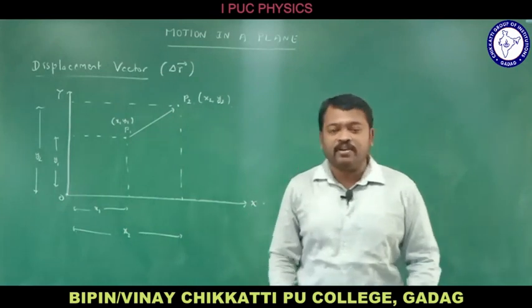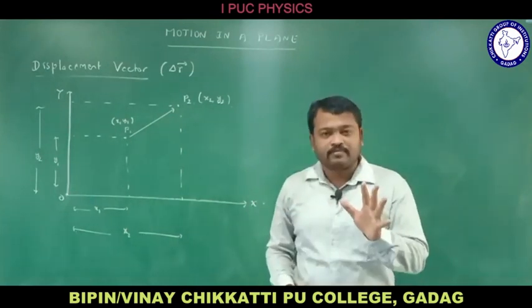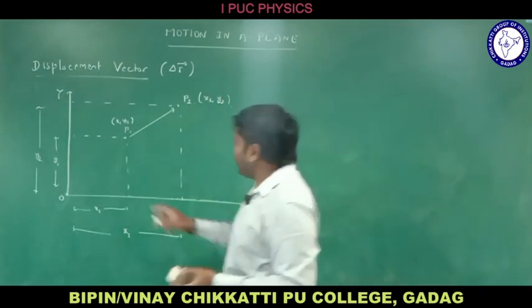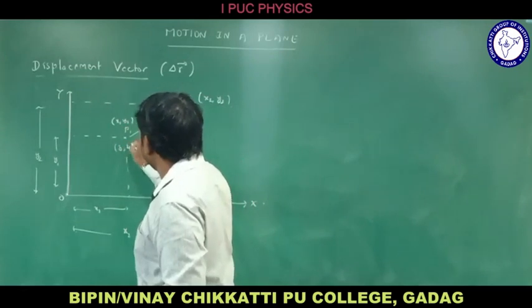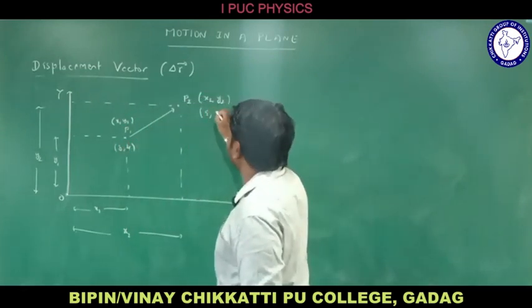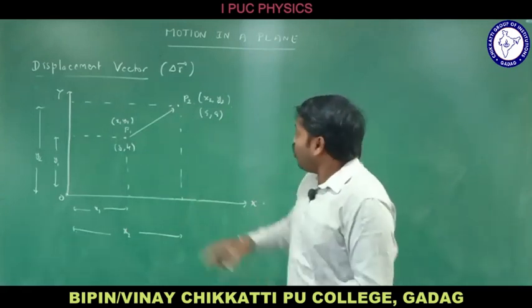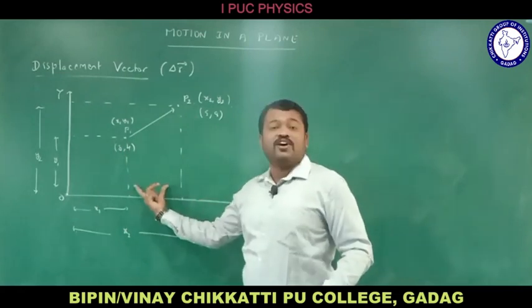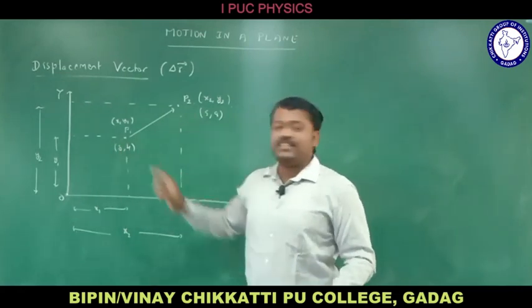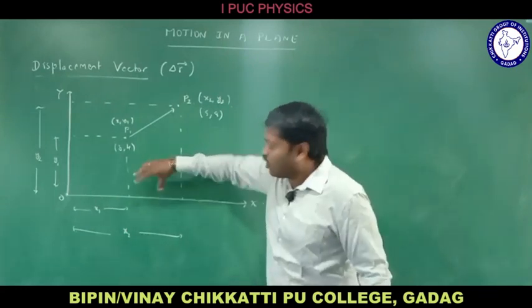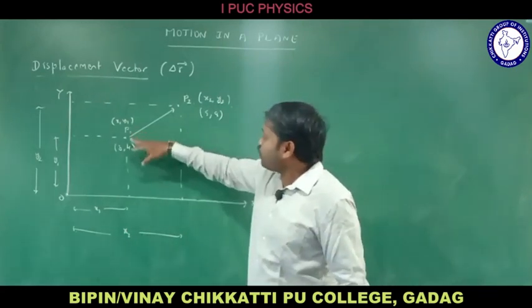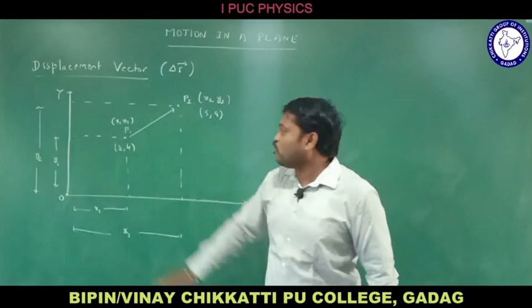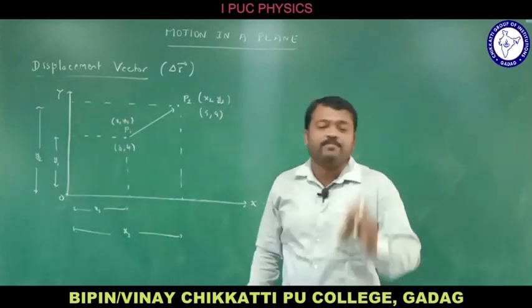Let me first take a numerical example, then I will go with the general example. For example, if I take this position as 3, 4, and this position as 5, 8. Then along the x-axis, what is the distance moved? Earlier it was 3, now it is 5. So the distance moved along the x-axis is 5 minus 3, that is 2 units. What about along the y-axis? Here it is 8 and here it is 4. So it moved 4 units.